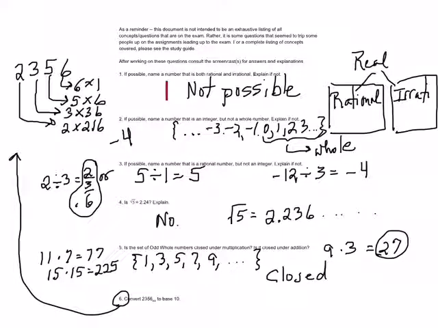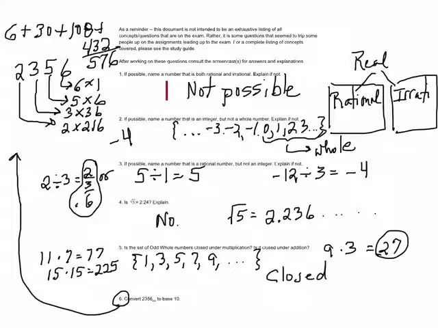Now I need to add these all up. I'm going to add 6 plus 30 plus 108 plus 432. Let's see if I can manage this in my head. 432 plus 108 is going to be 540. Plus 30 more is 570.